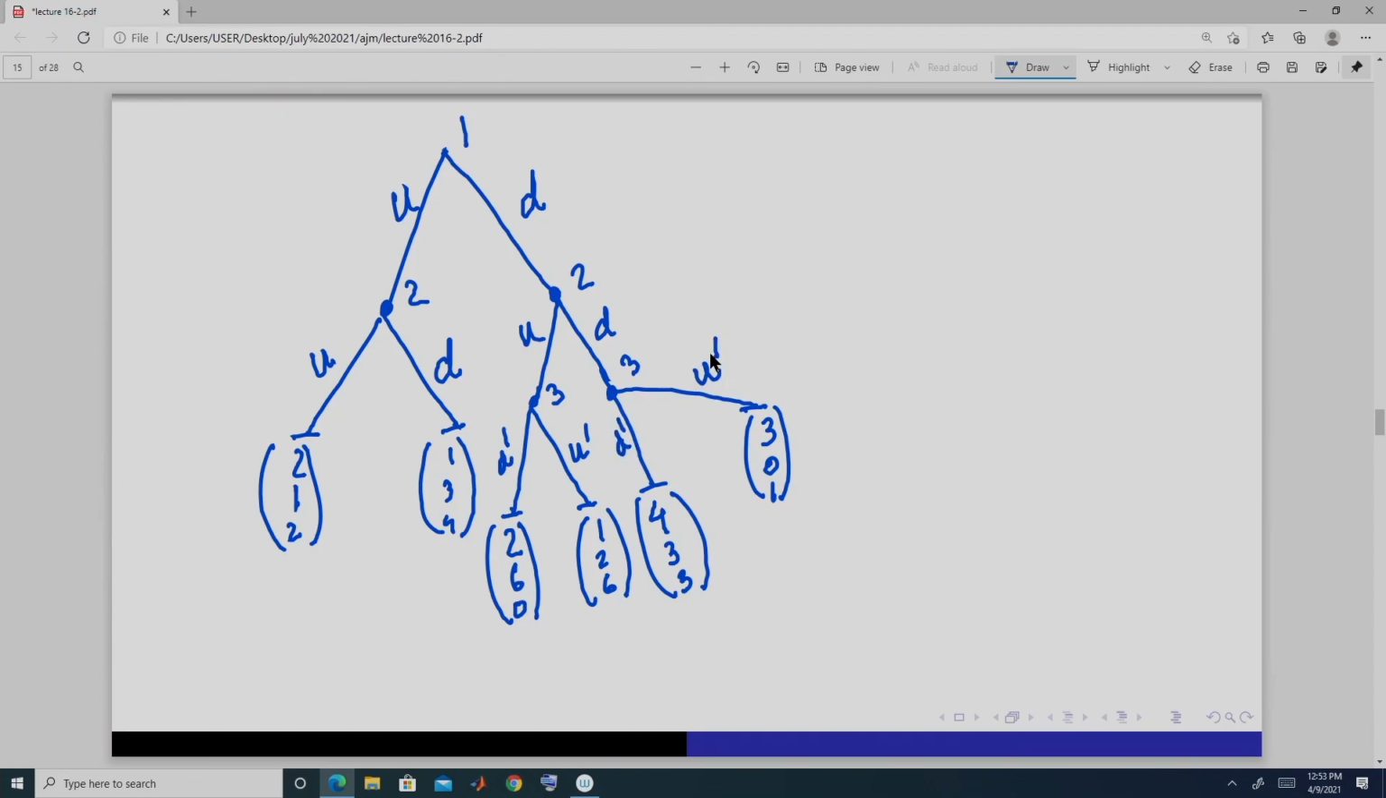Okay. So, this is the game and this is a 3 stage game. Why? So, in the first stage player 1 makes a decision. So, this is stage 1. In stage 2 player 2 makes a decision either in this node or in this node. So, this is stage 2.